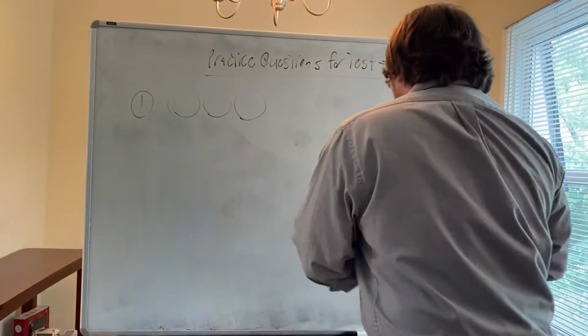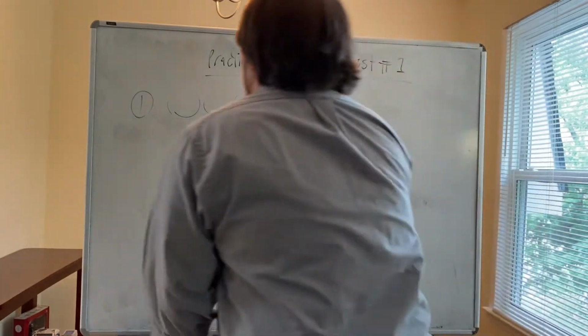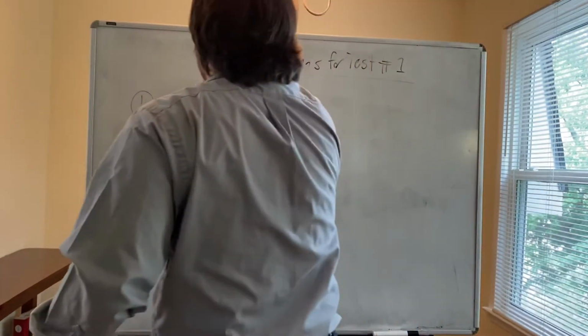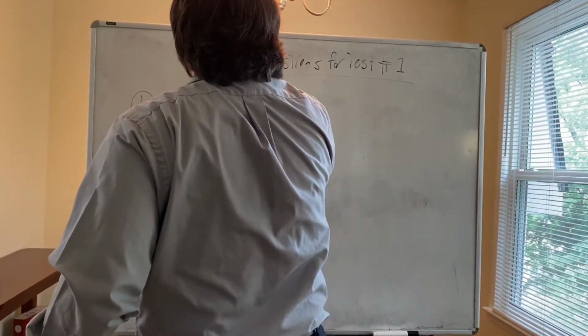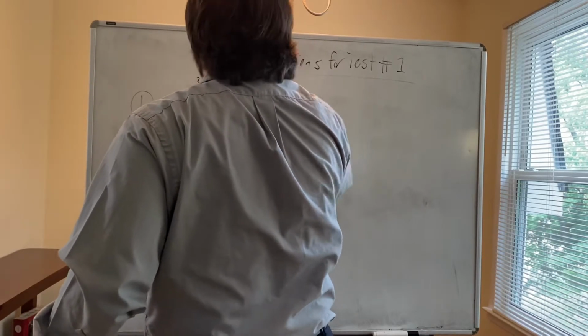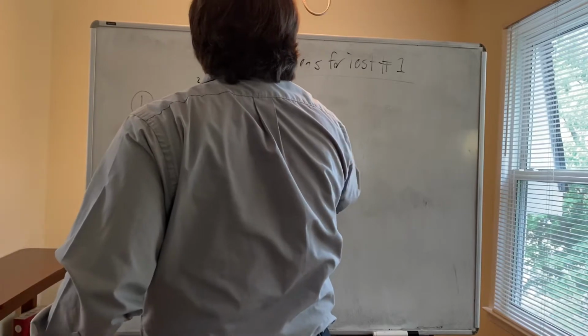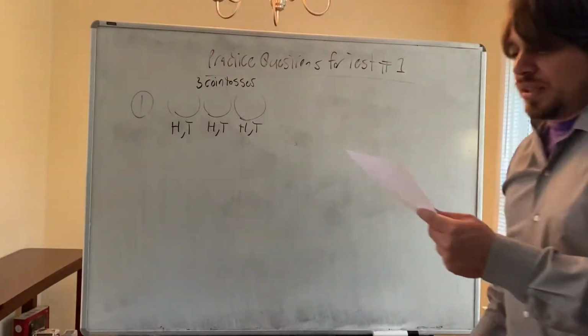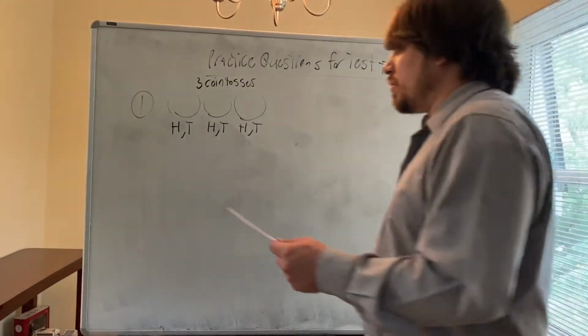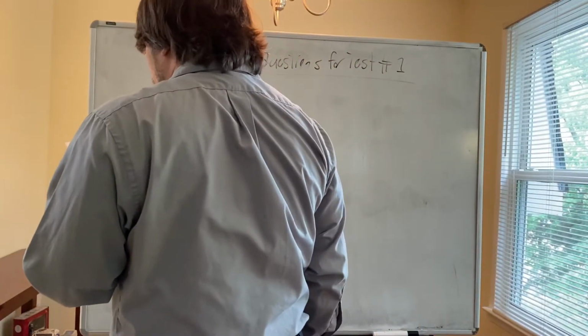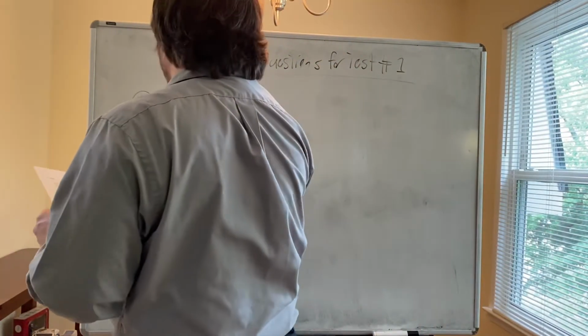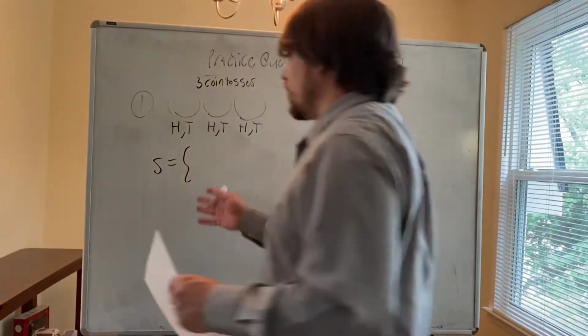Let me use a new marker. So you toss a coin 3 times. This is 3 coin tosses, and each toss is either heads or tails. Record the outcome for each toss, because I want to define the sample space S. So the answer is to define the set S.